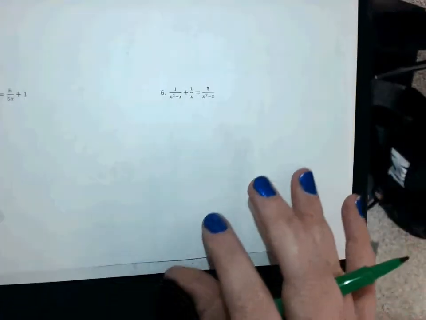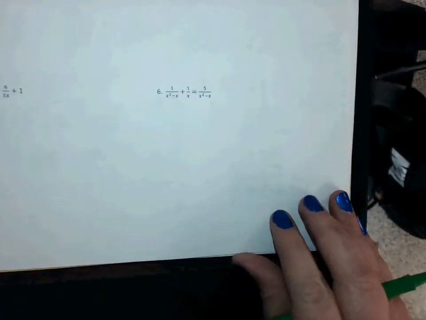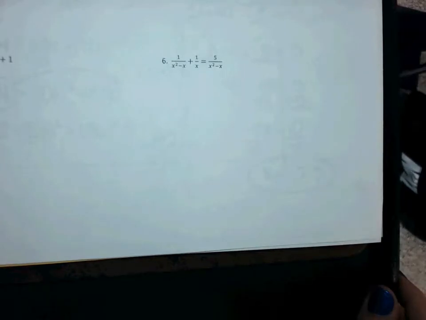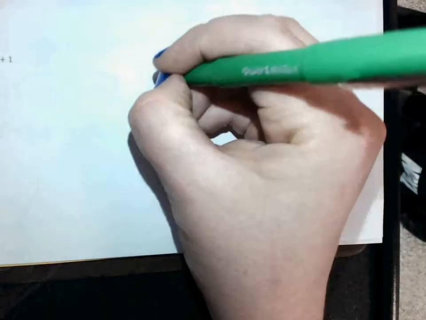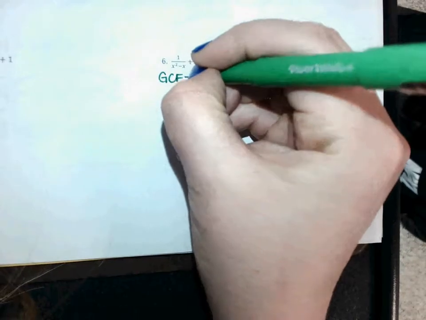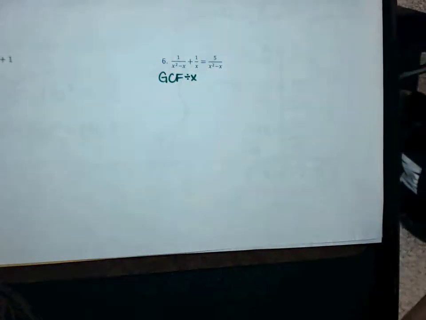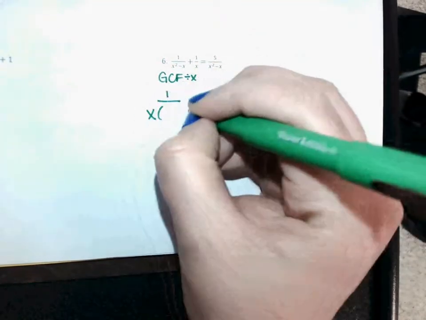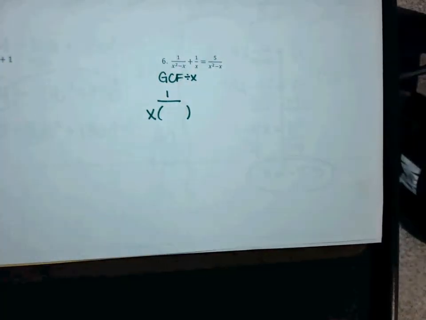6. Okay, take a look at number 6. How are we going to break down the bottom on number 6? Can I do square root? No. What do they have in common? They both have an x. Okay? So I'm going to GCF and divide by x. So I have 1 over x in the front. And then my x squared leaves an x. My minus x leaves a -1.